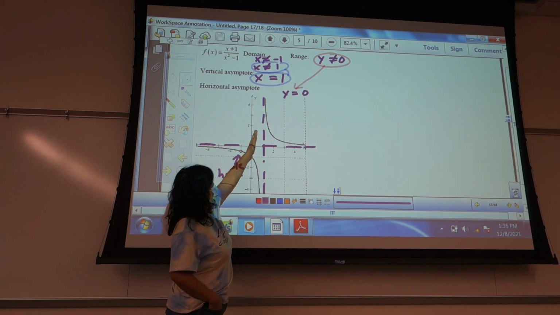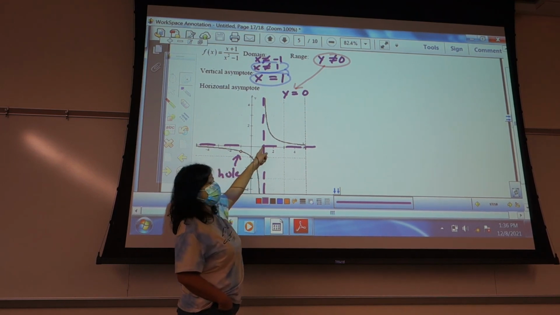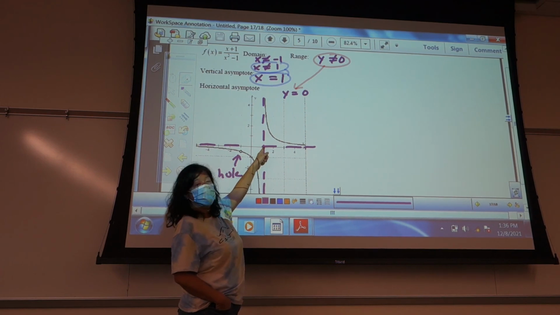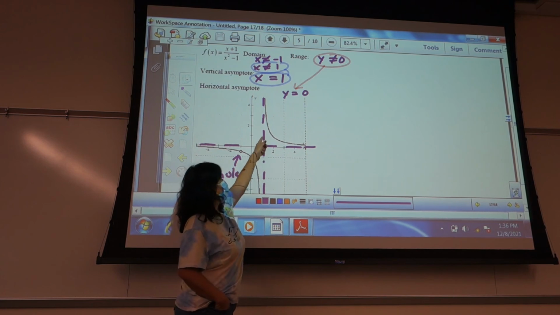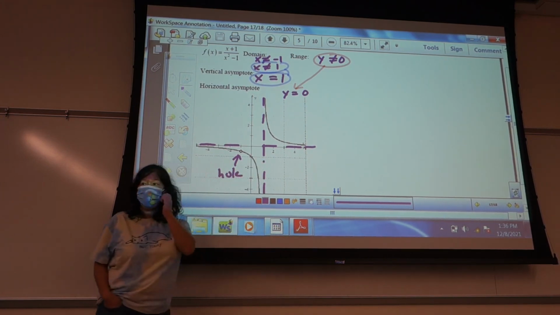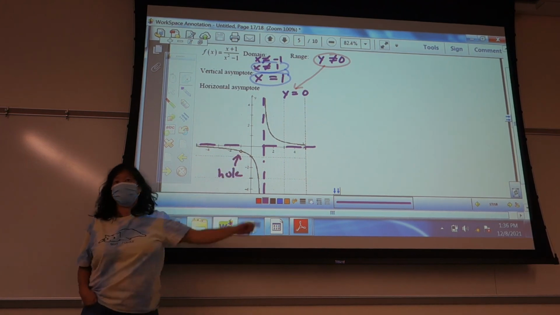Here, something's 1 along here. What's my point here? (1, 0). Which one's 1, my x or my y? (1, 0) means my x is 1. So this must be x equals 1. And that's a hole.